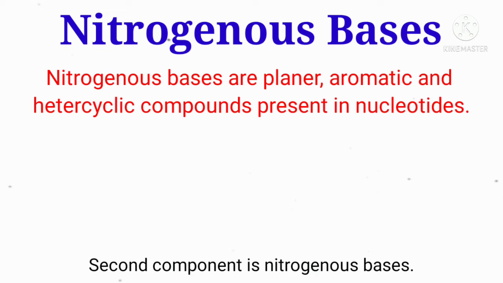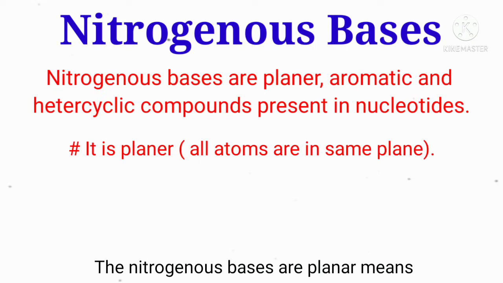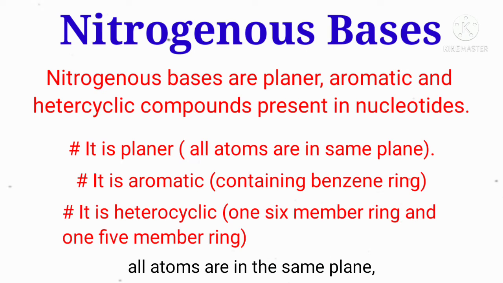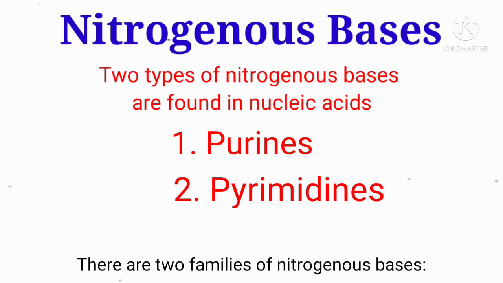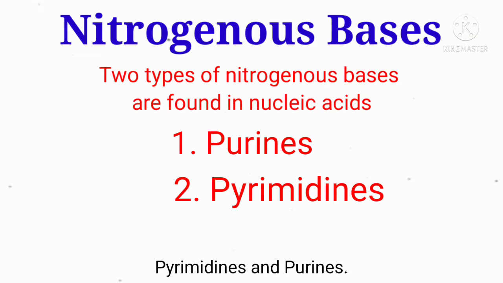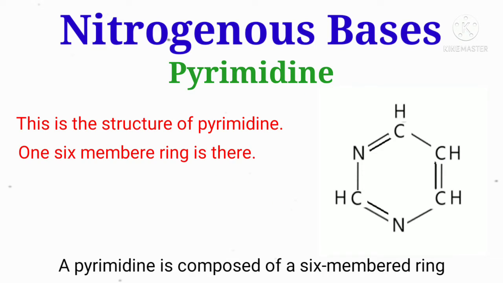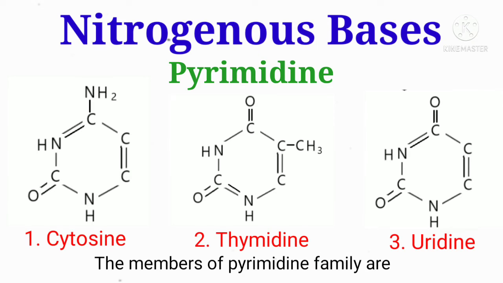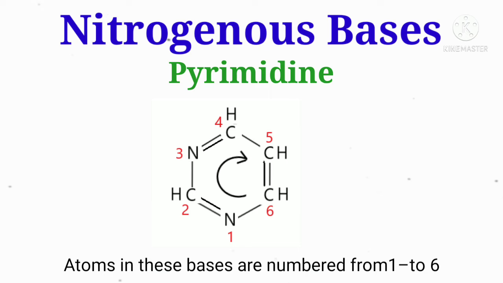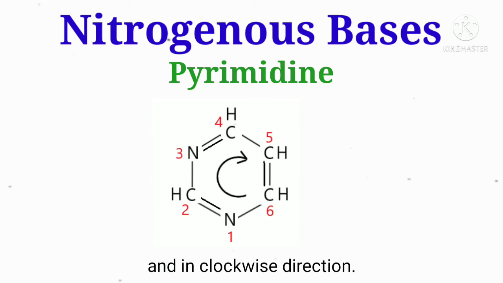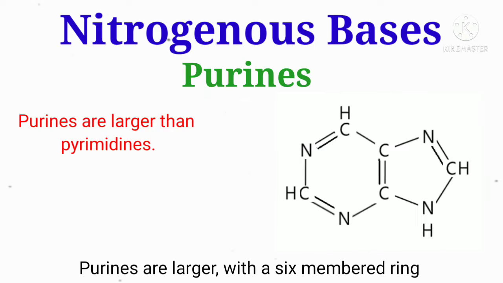The second component is nitrogenous bases. The nitrogenous bases are planar, meaning all the atoms are in the same plane. They are aromatic and heterocyclic molecules. There are two families of nitrogenous bases, purines and pyrimidines. A pyrimidine is composed of a six-member ring of carbon and nitrogen atoms. The members of the pyrimidine family are cytosine, thymine, and uracil. Atoms in these bases are numbered from 1 to 6 in clockwise direction.